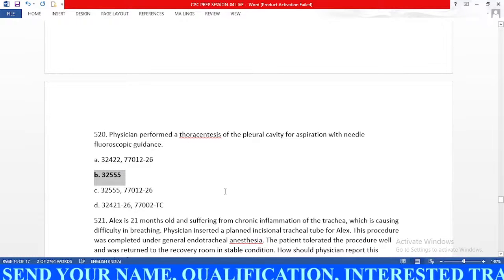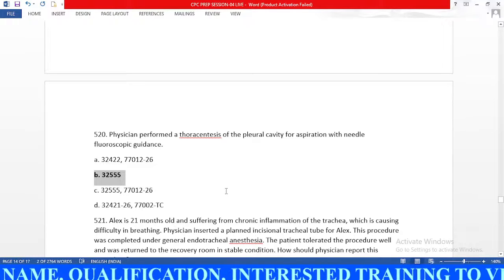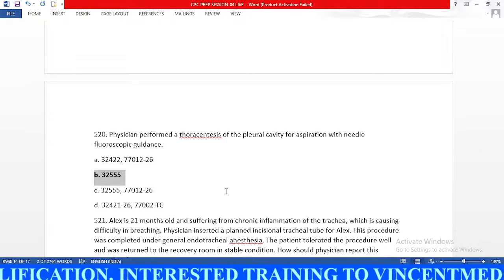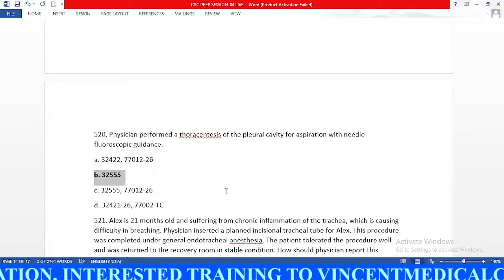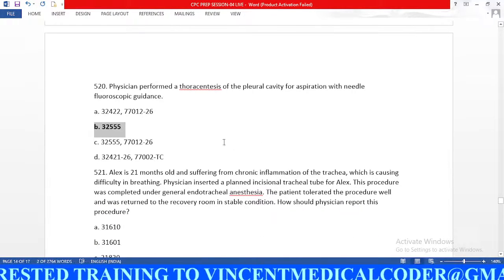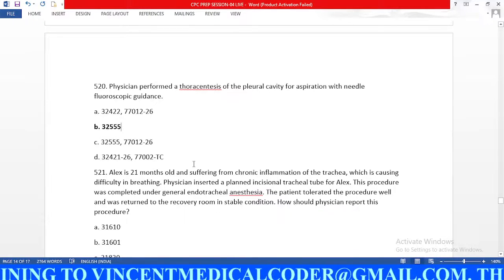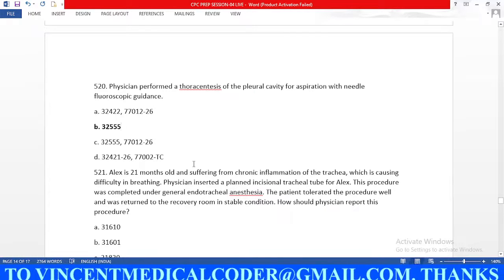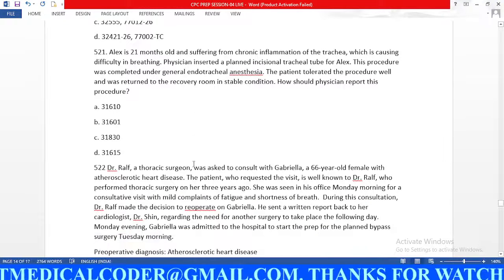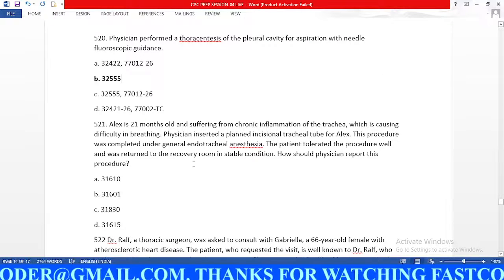I hope each and everyone got the answer. It is very easy. Yes, B is the correct answer. Whoever thought B is the correct answer, as our code description is aspiration with needle with imaging guidance in 32555. So B is the correct answer. All are well done. Thank you, Supriya. If you have any problems, we can mention in the chat box. So next question. I see all the people got the answer B.